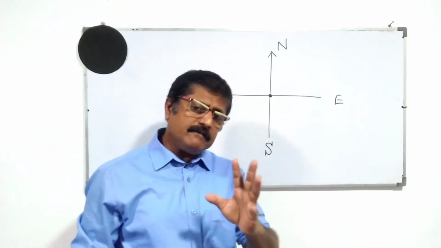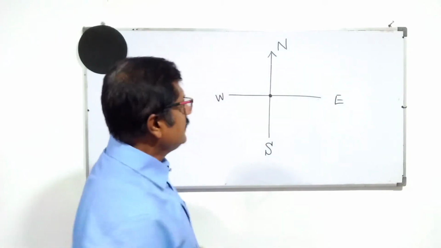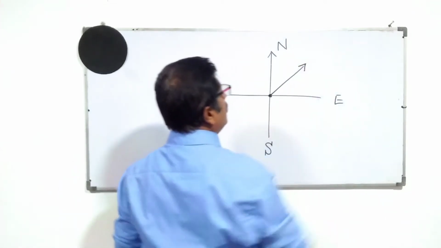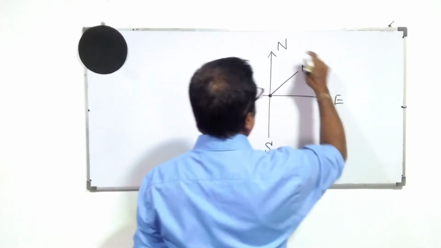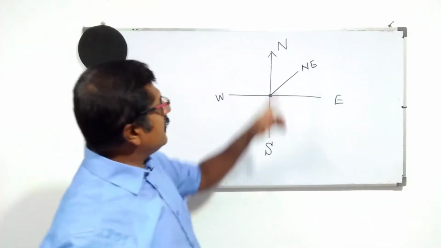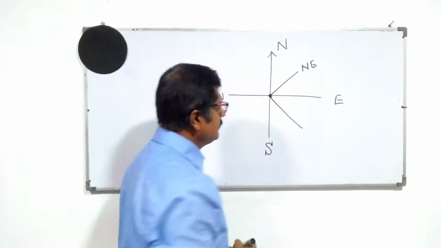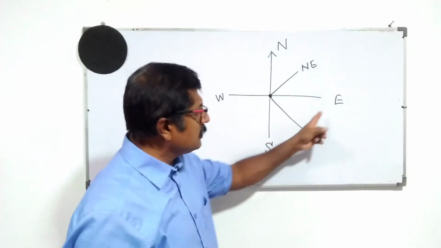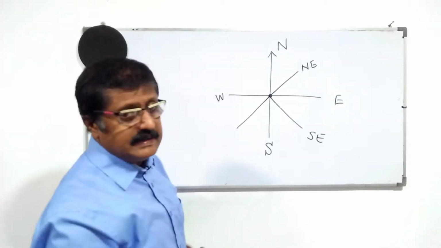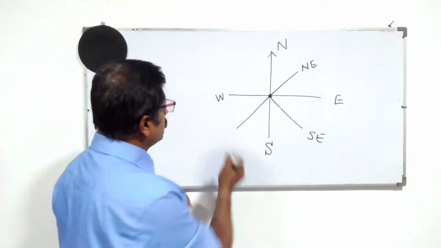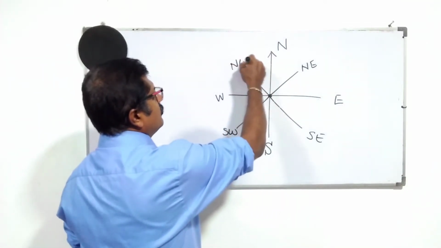And now we have introduced another four sub-directions in between these ones. The exact middle, this direction. What is this direction? This direction is called the northeast. Northeast means that this direction lies between north and east. This direction lies at the exact middle of south and east, therefore it is called the southeast. This one, the direction that lies at the exact middle of south and west is called southwest. And this one, north and west, northwest.